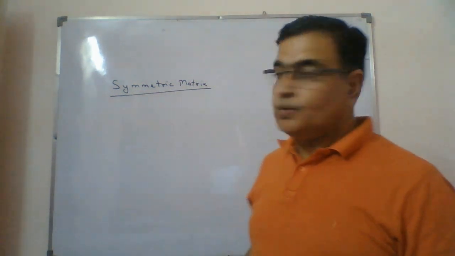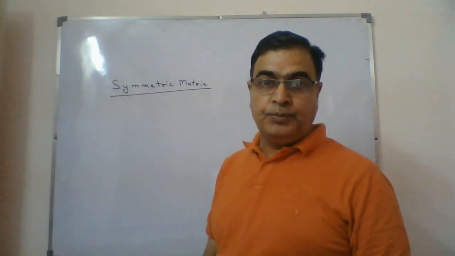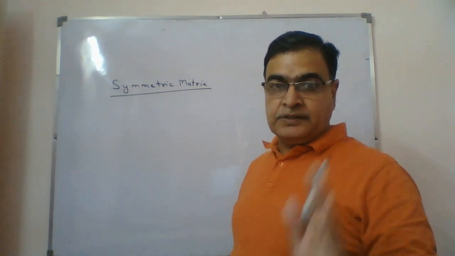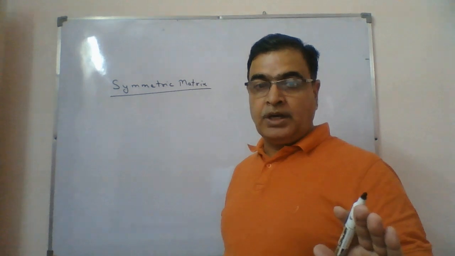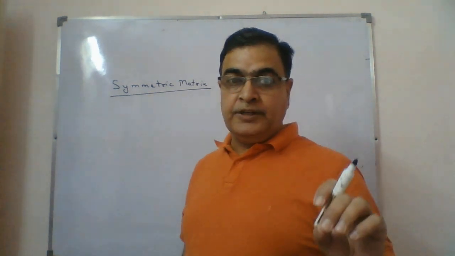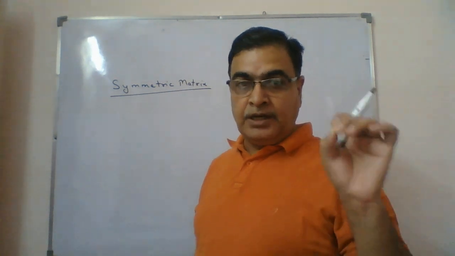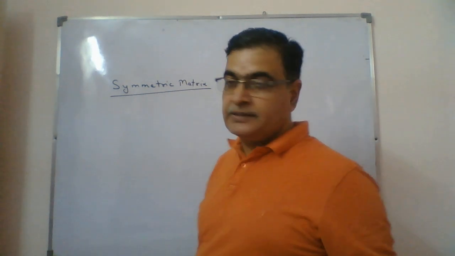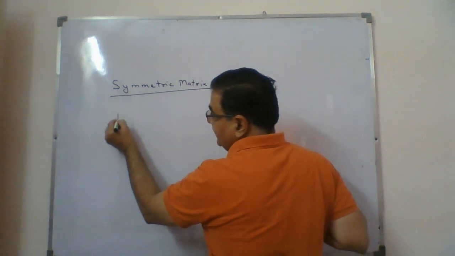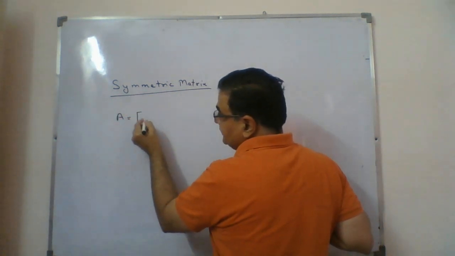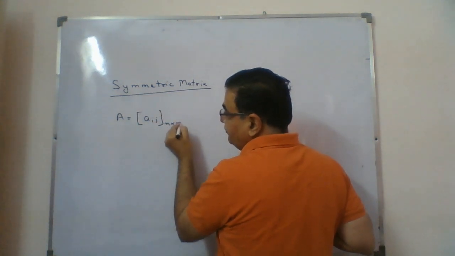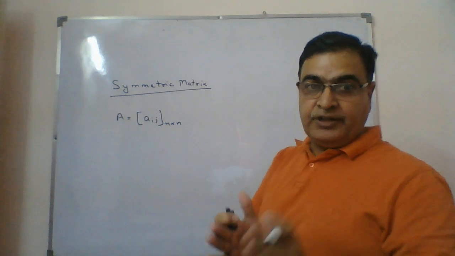Morning. Today we are starting with a new topic: symmetric matrix and skew symmetric matrix. I told you in the previous video what the transpose of a matrix is, and now we are taking the symmetric matrix. In a symmetric matrix, first we should have a matrix A, which should be a square matrix. So any square matrix I'm taking, first I'm taking a square matrix.